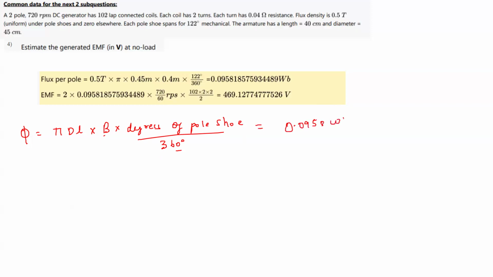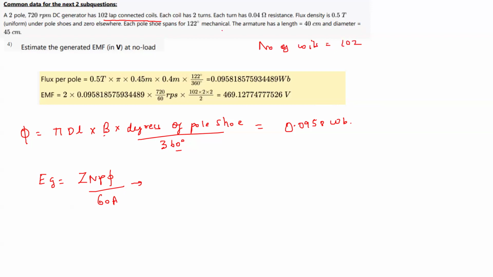Now what we need to find? We have to find the EMF generated. So we know the generated EMF formula. It is ZNPφ by 60A. So what is the total number of conductors? So you see, as I said, they have not given directly the number of conductors. Okay, they have given you the number of coils. So the number of coils they have given as 102, and they're saying each coil has 2 turns.